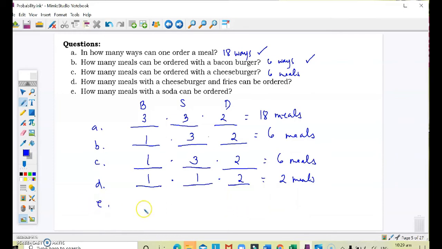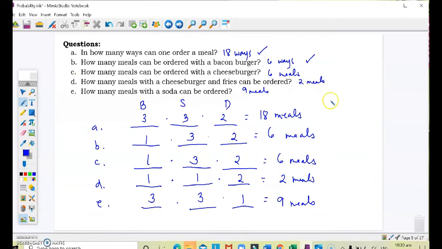And last, how many meals with a soda can be ordered? If it's a soda, let's focus on the drinks first. The drinks should be 1 because it cannot be iced tea. It's just soda. But we don't have specification for the burger and the side dishes, so we have 3 choices for the burgers and 3 choices for the side dish. That means we have 3 times 3 times 1. The answer is 9 meals. There are 9 meals with a soda on it.